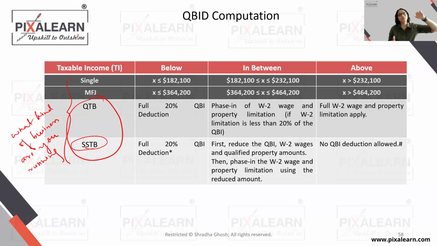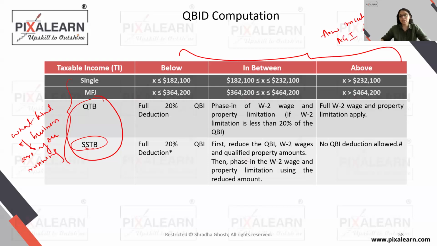Why? Because it is linked to your stages of construction, right? So one kind of question that is asked in this area is how do you classify a business as QTB or SSTB? And the second criteria on which a QTB business depends is how much taxable income you have. Here you have taxable income, not AGI. So how much is your taxable income? What kind of a business are you running?